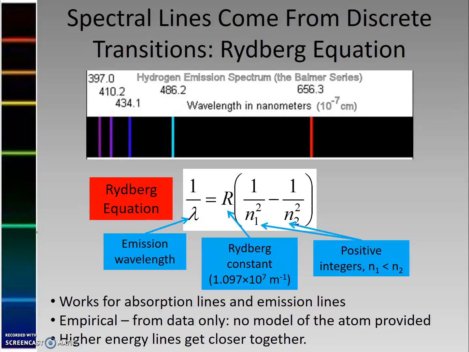And the other thing to note is that higher energy lines, right? Higher energy means lower wavelength. They get closer together, so they start cramming together at the short wavelength side. That's because of the square relationship. If you think about it, 1 over a square will constantly get smaller and smaller and smaller.